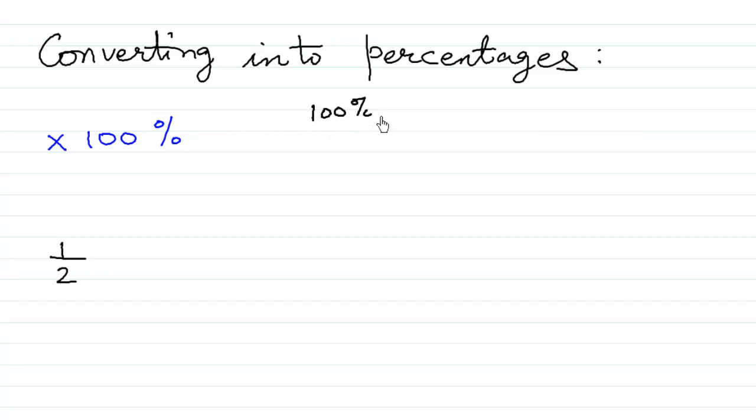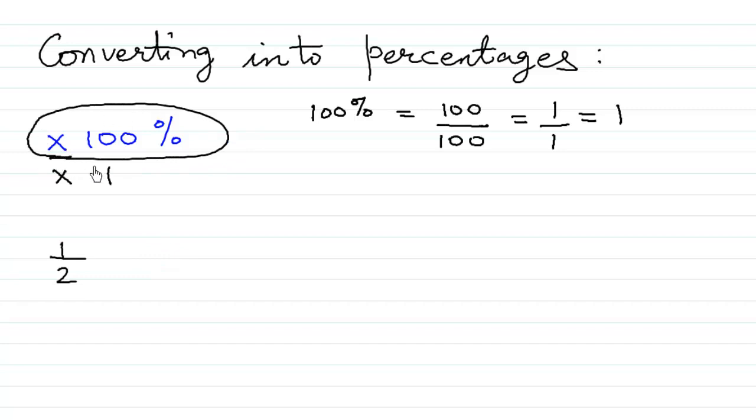100 percentage is nothing but 100 per 100. So 100 percentage means 100 out of 100, and we know 100 out of 100 is nothing but 1 out of 1, which is nothing but 1. So in other words, we are multiplying by 1, and multiplying or dividing by 1 will make no difference whatsoever. So if I multiply by 100 percentage, it is not going to change that number, but that number will be represented in a percentage manner.